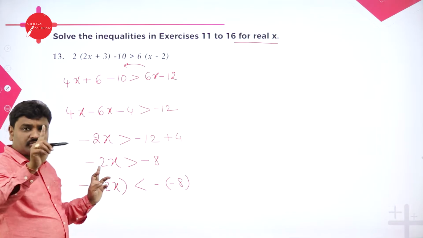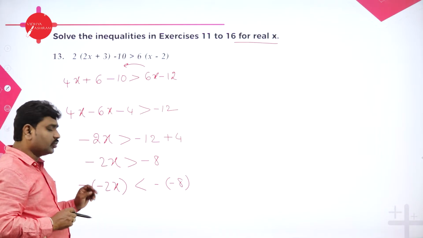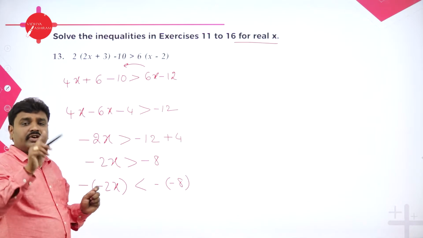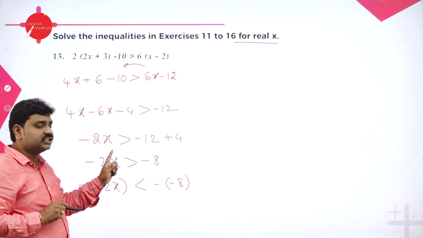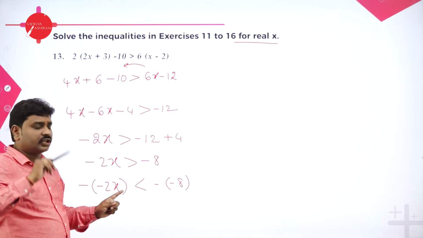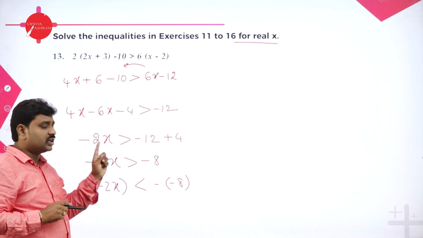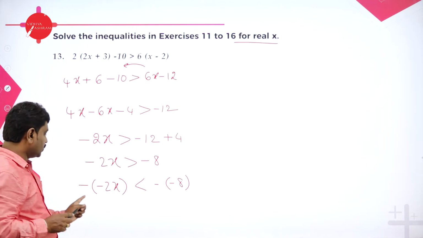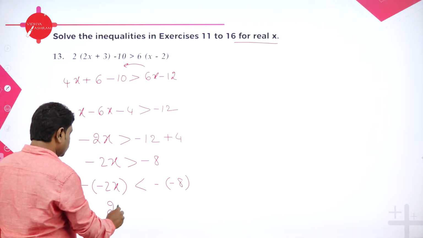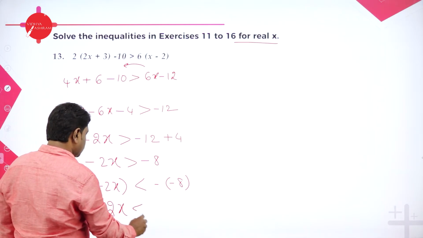The coefficient of x should always be positive. If the coefficient of x is negative, multiply minus on both sides. When you multiply minus on both sides, the relation changes. In my first session I taught you, when you multiply minus on both sides, greater becomes lesser. So now minus of minus 2x becomes 2x. 2x is less than 8.